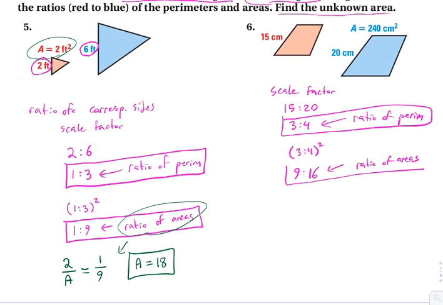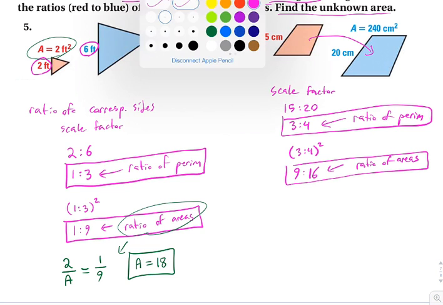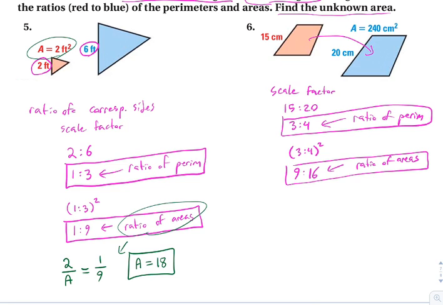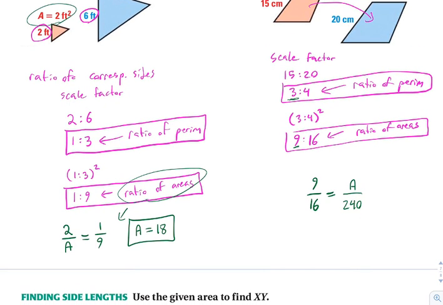Okay, and now we're going to use that. And it says find the unknown area. So again, if I know the ratio of the areas between these two, I'm just going to set up a proportion. I know the ratio of the areas is 9 to 16. And I know one of the areas, the larger of the two, the right one, is 240. And the left one, which corresponds with the first thing, which is my 9, has an unknown area. And then I want to go ahead and solve this.